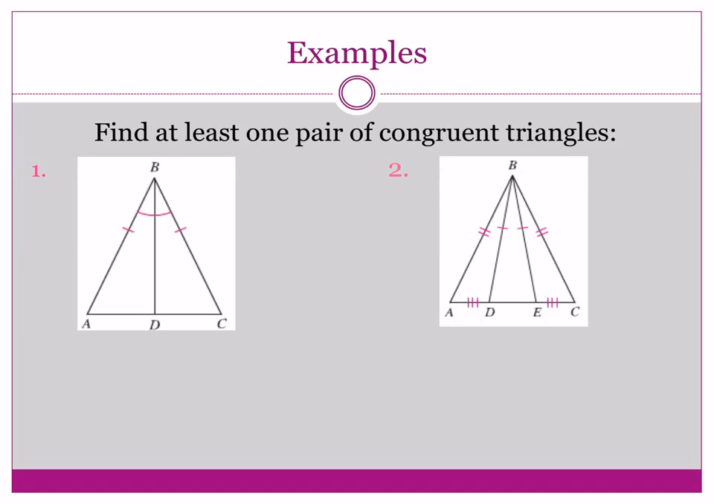Okay, did you guys get a pair of congruent triangles in the first one? There should just be one of them on this one. What did you get? Triangle ABD and triangle DBC. A, B, D, and what was the other one, Elena? CBD.